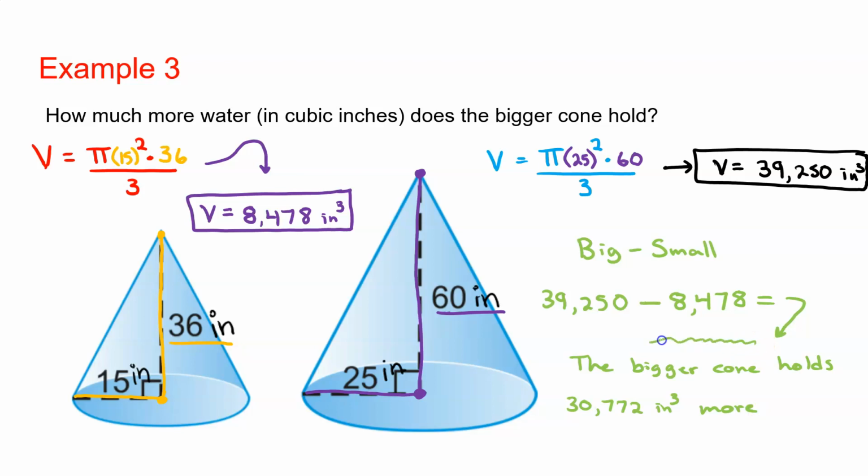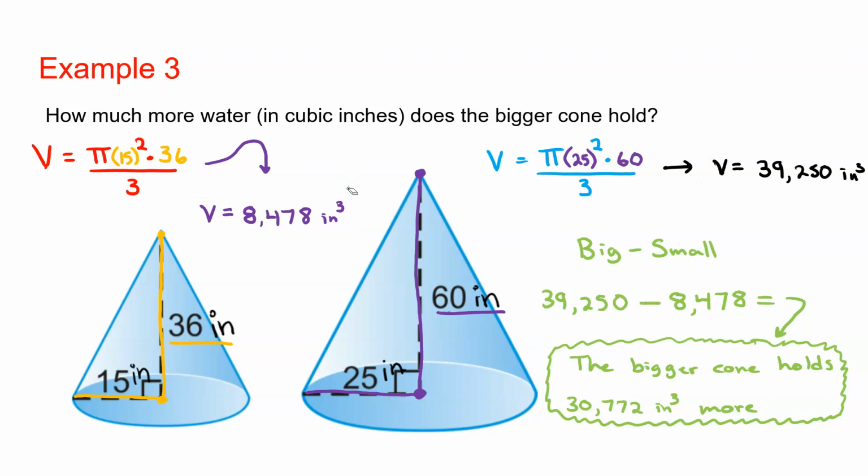That is our final answer here. That's the one we want to circle. That's the one that we want to box in. So it's not just the individual volumes. You're going to have to take those individual volumes and then subtract them to figure out how much more water it holds.